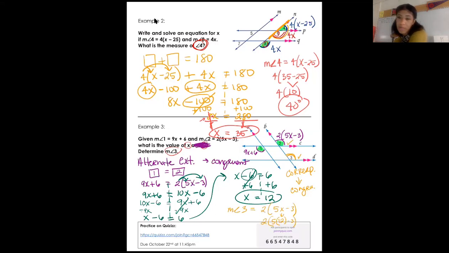You could type this right into desmos.com/calculate or just do it by hand. 5 times 12 is 60 minus 3. 60 minus 3 is 57 inside the parentheses times 2. 2 times 57 is 114 degrees. Again, you can use the calculator for that. So for this one, the final answer is x equals 12, and the measure of angle 3 is 114 degrees.